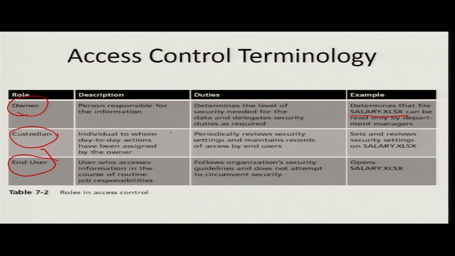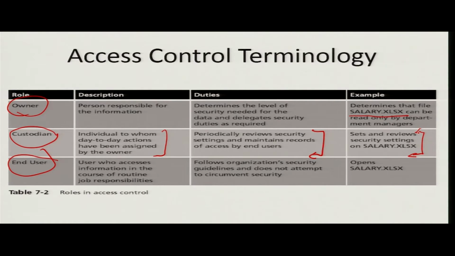The custodian is the individual who has been tasked to make sure that the policy decided by the owner is upheld. The custodian would be like the security administrator or system administrator, and he or she periodically reviews the security settings and maintains the record of access by end users. It may also be an automatic security agent keeping track of what is happening in the system. It does not have to be human, and this person sets and reviews security settings on the file. And in some cases, in a small system, the owner and custodian could be the same person.